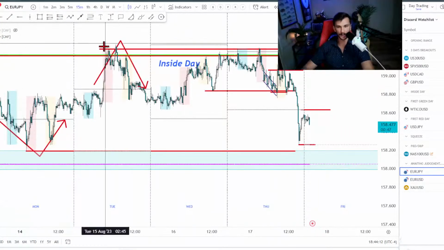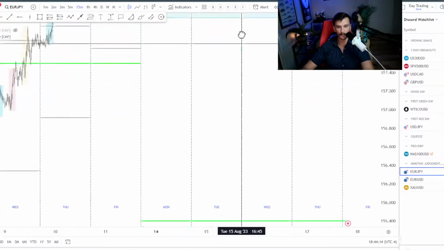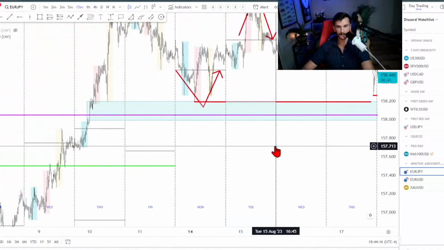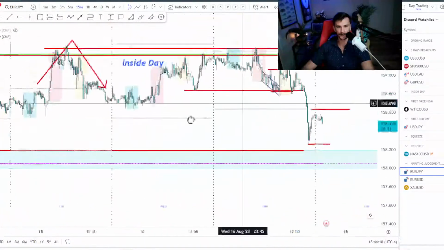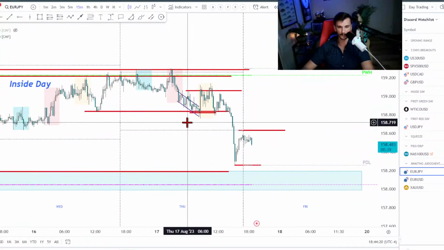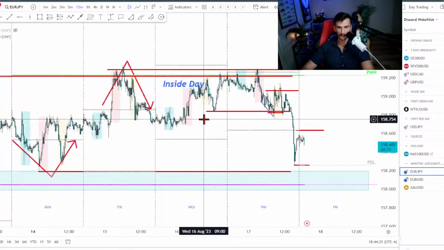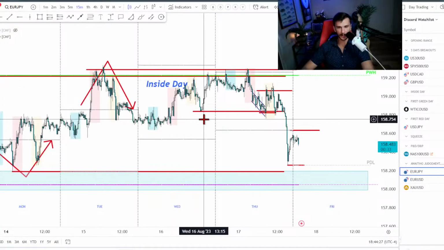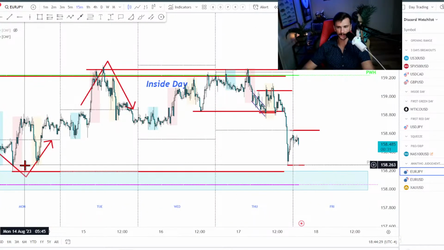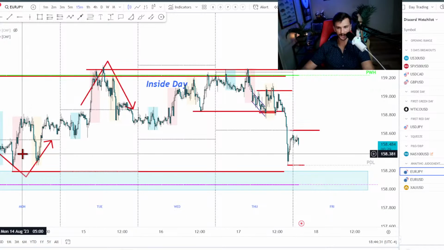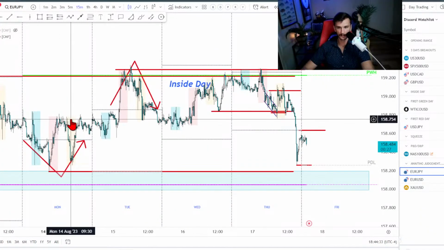We have multiple failed attempts to go higher. And the previous week's low is all the way down there. I'd be curious to see what this one looks like tomorrow when I come to the screen. As far as first red day, I can't count this as a first red day. There's really no pump. I guess this is a pump right here. Monday, push 1.